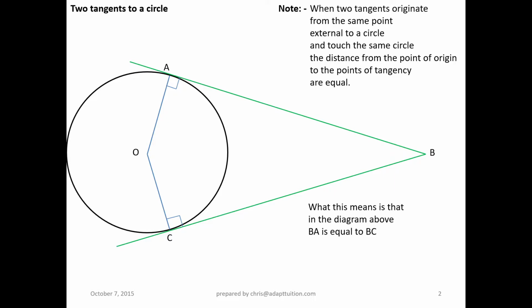And what's the emphasis? Come, Liam. BA equal to BC. Those two lines.